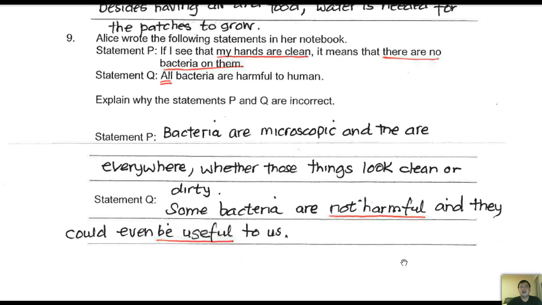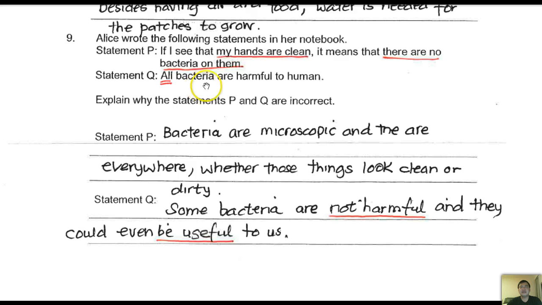Number 9, Ali wrote the following statement in her notebook. Statement P: if I see my hands are clean, it means that there is no bacteria on them. Obviously we know that this is not correct, definitely not correct, because even if you have washed your hand thoroughly, bacteria will still be there. They'll still be stuck somewhere. Whether they're harmful or not, that is another thing, but they're so microscopic that you just cannot fully wash any and all bacteria away by just washing.